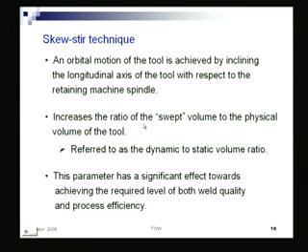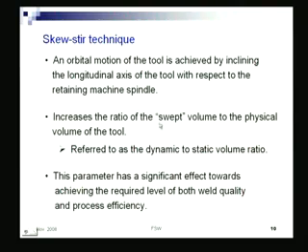So, that increases the ratio of the swept volume to the physical volume of the tool. When the tool axis is perpendicular to the plate, then the amount of metal being moved from the leading edge to the trailing edge is equal to the volume of the tool nib, because the nib is penetrating the metal, and that much metal is getting displaced.